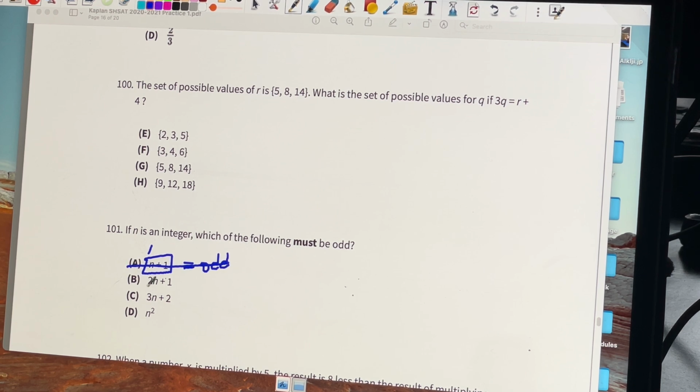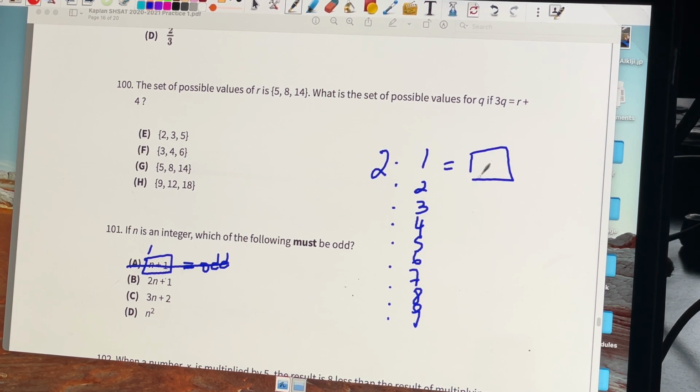Now think about 2 times n. So if you multiply 2 times any integer, and let's just take 2 times 1, 2 times 2, 3, 4, 5, 6, 7, 8. What are we going to get here? Multiply anything by 2, you're going to get what? An even number. And if you add 1 to that, you get an odd. So this is what we want. Okay, that one.